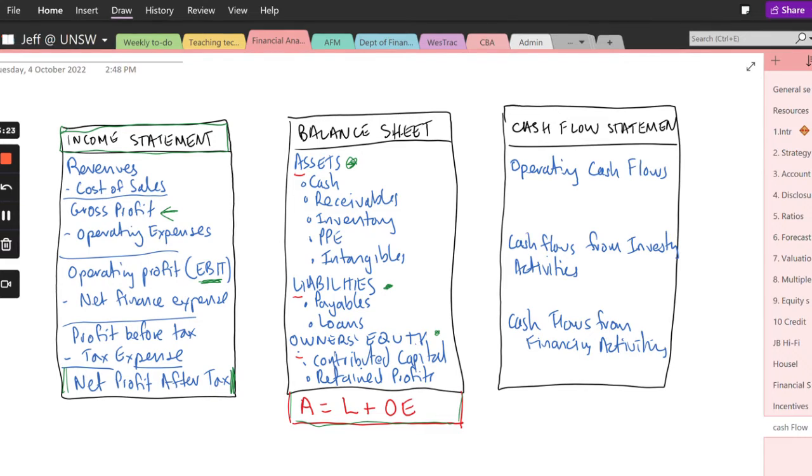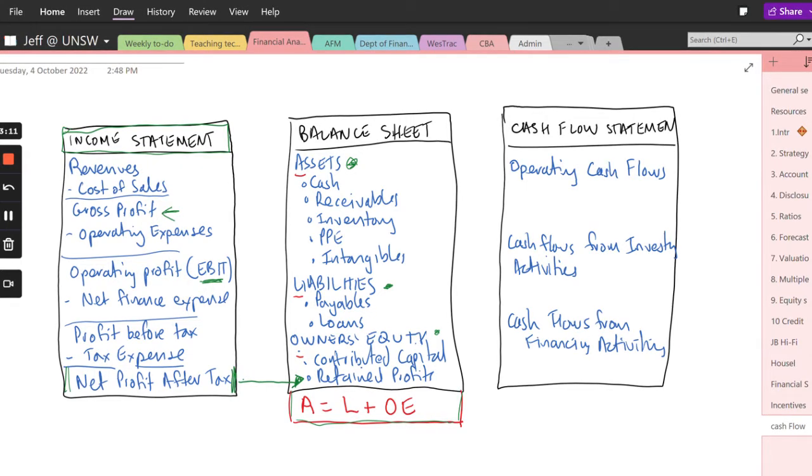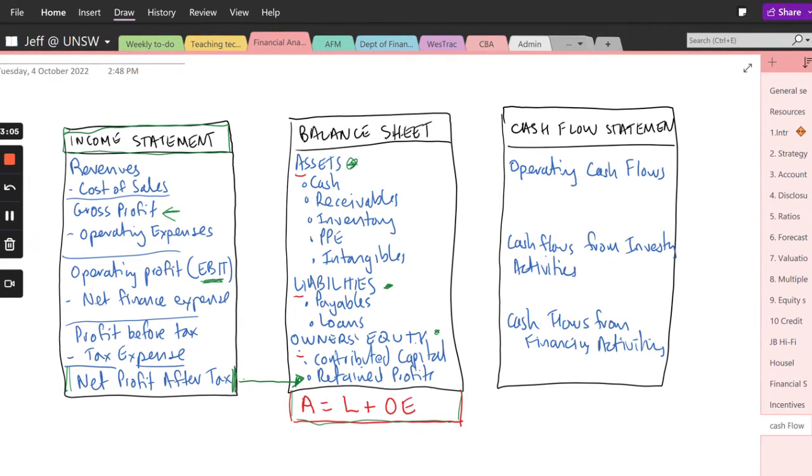And it's the retained profits that is the link between the income statement and the balance sheet, because retained profits captures everything that happens in the income statement. So retained profits at the end of the year is retained profits at the start of the year plus net profit after tax less any dividends. So that's the link between the balance sheet and the income statement.